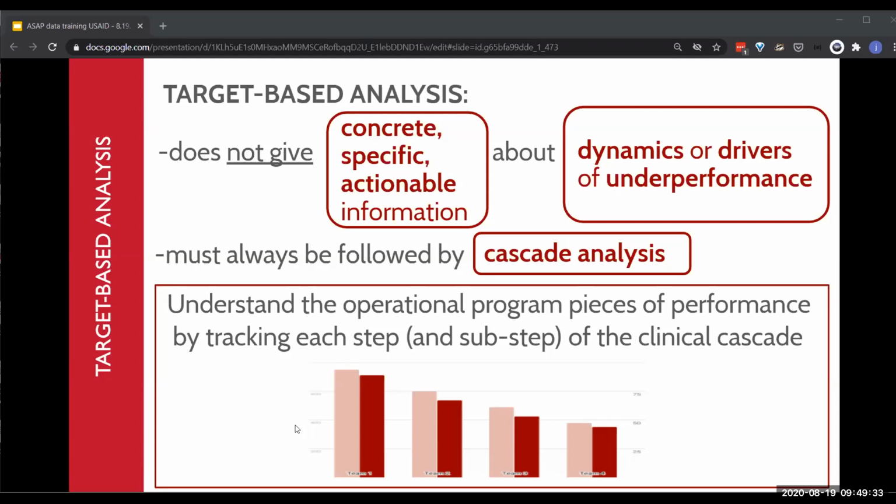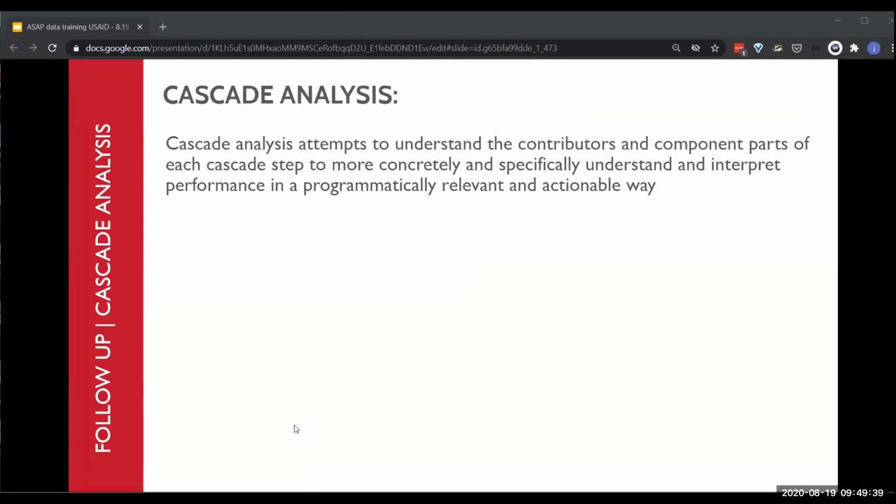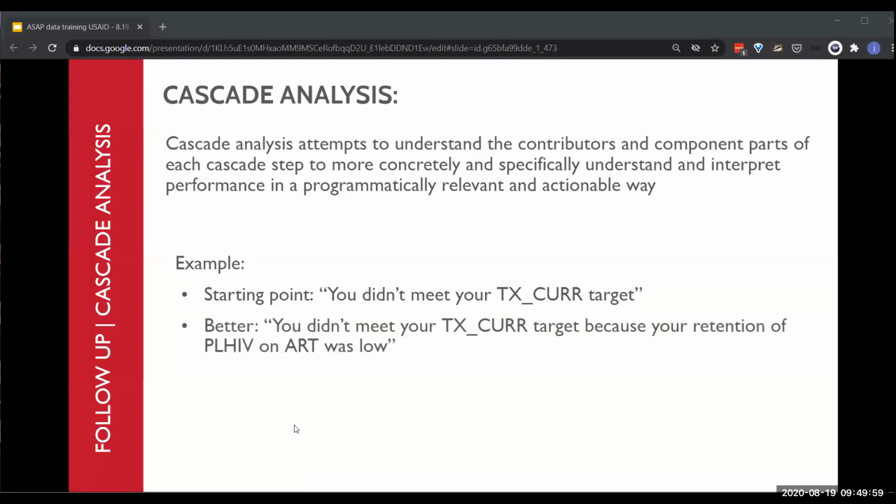So that's why it's very important to not just look at the performance of one indicator, but to look at the whole cascade. So the cascade analysis attempts to understand the contributors and component parts of each cascade step to more concretely and specifically understand and interpret performance in a programmatically relevant and actionable way. So an example of that is, your AOR/COR comes to you and says you didn't meet your TX_CURR target. That's not a great statement.